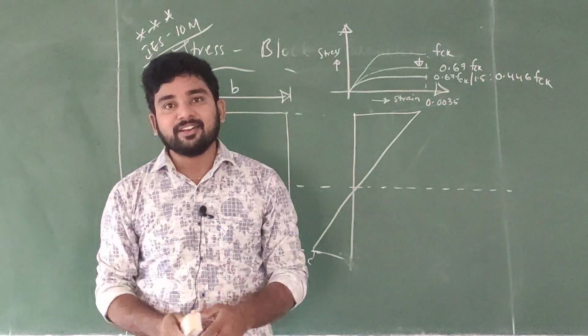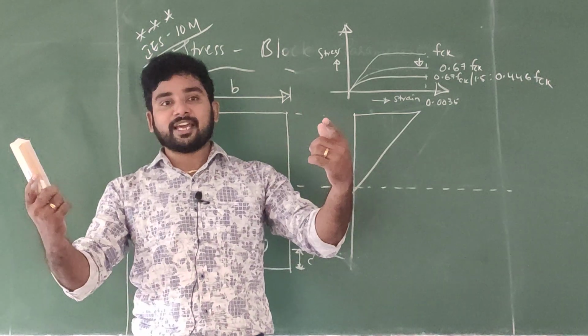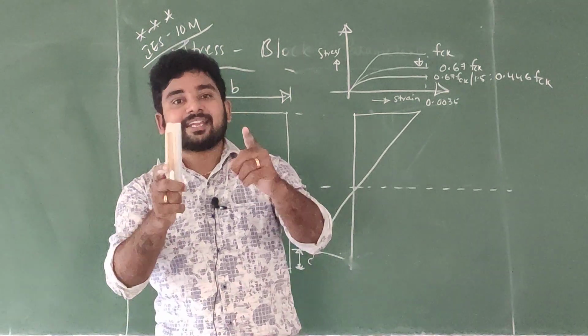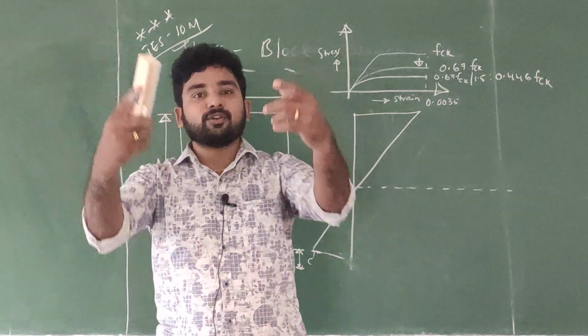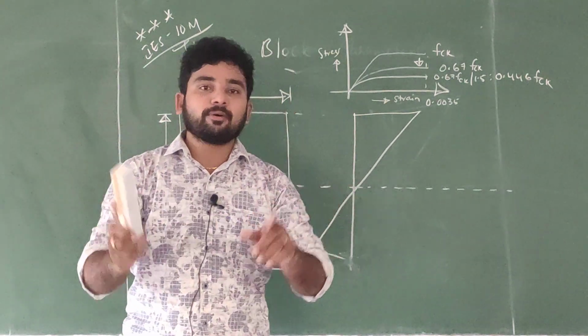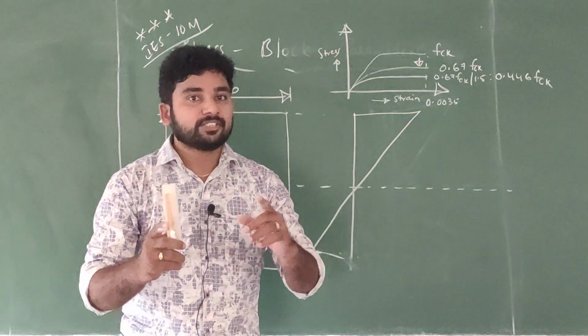You are neglecting 55.4%, but I can carry it. But you are underestimating the strength. So what happens? Even if the load increases, there is no problem for the member. So that's why the members are stable.